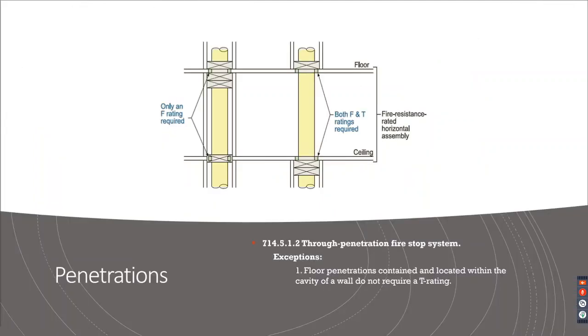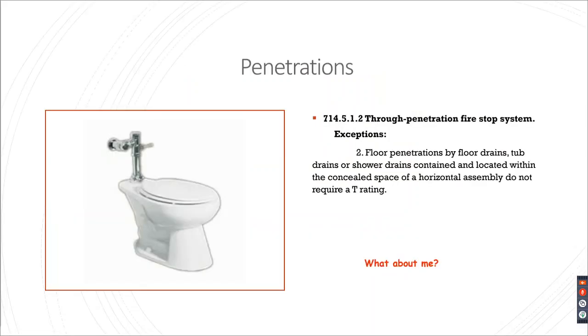And then exceptions for this: the floor penetrations contained and located within the cavity of the wall don't require the T rating. They'll still need the F and the L. And then floor penetrations by floor drains, tub drains, or shower drains contained and located within the concealed space of a horizontal assembly do not require a T rating. Yes, they did not list toilet, but you can assume it's probably going to work the same, right?